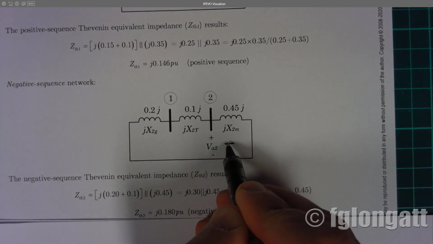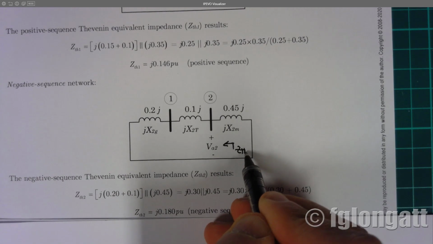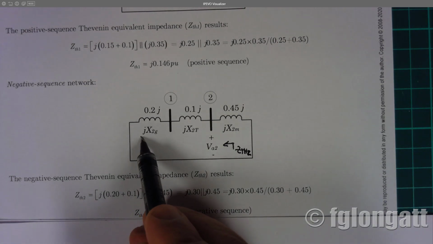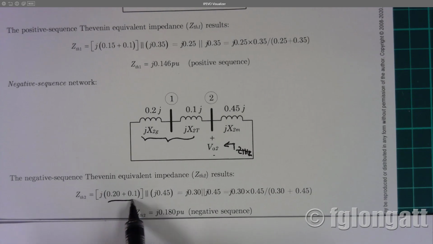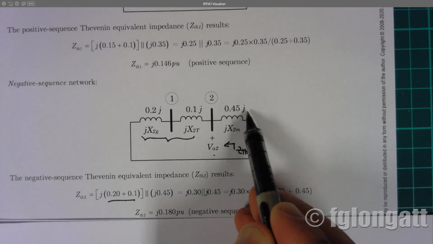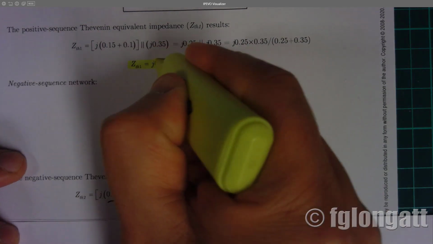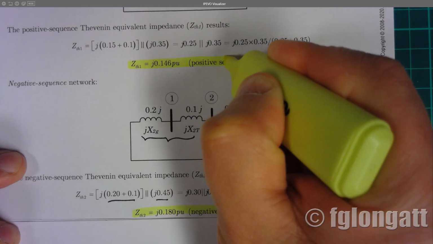Now we need to calculate the Thevenin impedance here, the negative sequence impedance here, and that is extremely simple because we have here two components in series, and then in parallel with the second branch, 0.45, and we obtain the negative sequence, okay? The total negative sequence Thevenin equivalent impedance. Well, probably right now, what we need to do is the final step. We have here positive sequence. We have here negative sequence.